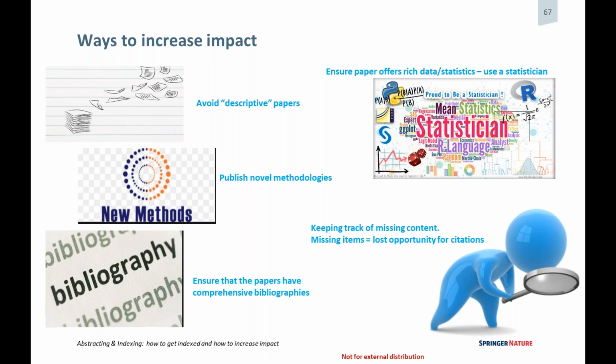Make sure the bibliography, especially in certain subject areas like medicine or computer science, is current, up to date, and comprehensive. Keeping track of missing content, we already touched upon it. We proactively make sure that the content is not missing, because missing content means lost opportunity for citation. If the content doesn't get indexed, it is not going to get discovered, read, and cited. So we keep track of it, but as an author, you always want to be on top of the game and make sure that whatever you have written is indexed and not missing.